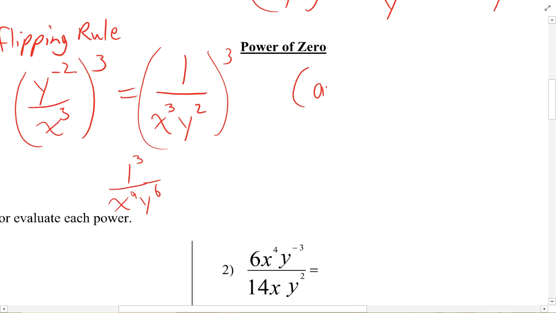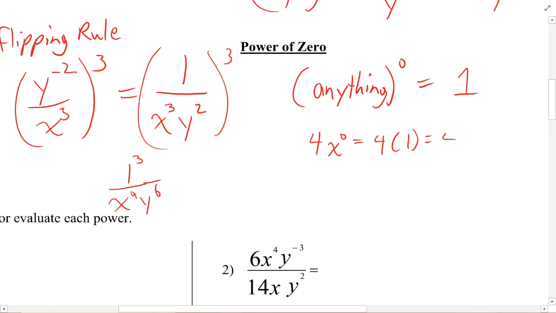So if I even have this word, anything, to the power of 0, even that word has a value of 1. But watch out for something like this. 4x to the 0 equals 4 times 1, which equals 4. So you've got to pay attention to what's the base for the exponent 0. So those are some classics there. Any questions?